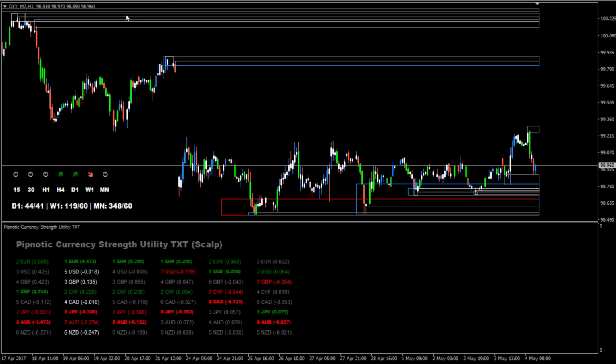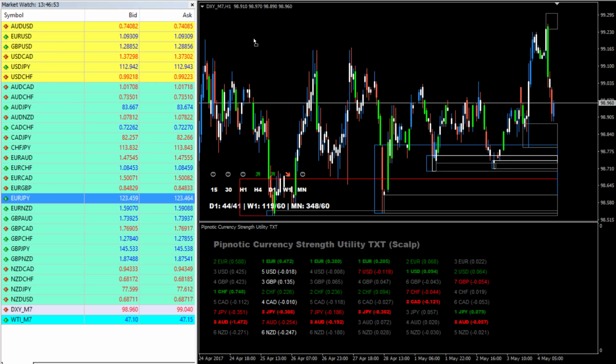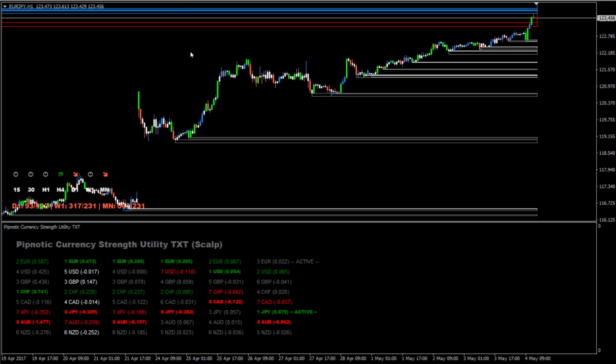So we're going to go to this pair now, the euro Japanese yen. So you can see here that this is a pair that we want to be buying shorter term. So this is scalping. So these are trades that are going to generally be held for sometimes minutes, no more than like an hour or so, depending on what goes on.